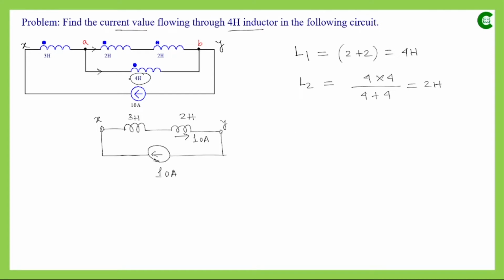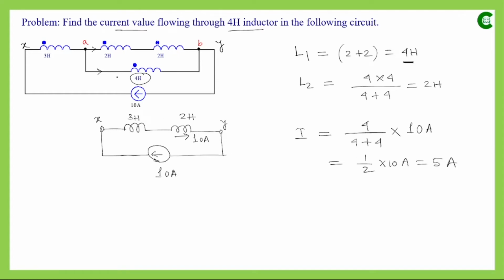So if we want to find out the current value through this inductor, then that current value will be equal to the inductance value of the other inductor, and this time the equivalent inductance value is 4 Henry. So 4 divided by 4 plus 4 into the main current, which is 10 ampere. So it will be 1 by 2 into 10 ampere. So it will be 5 ampere.